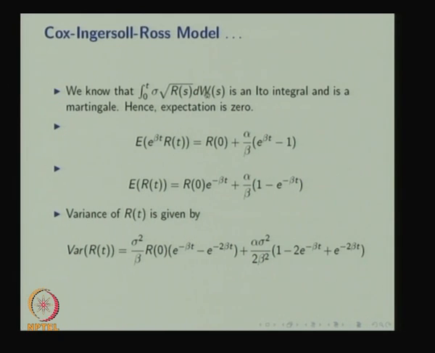Since this is an Ito integral and that is also a martingale, the expectation will be 0. Because if you write this integration as I of t, since it is a martingale, the expectation of I of t is the same as the expectation of I of 0, and the expectation of I of 0 is 0. Therefore, the expectation of I of t will be 0.